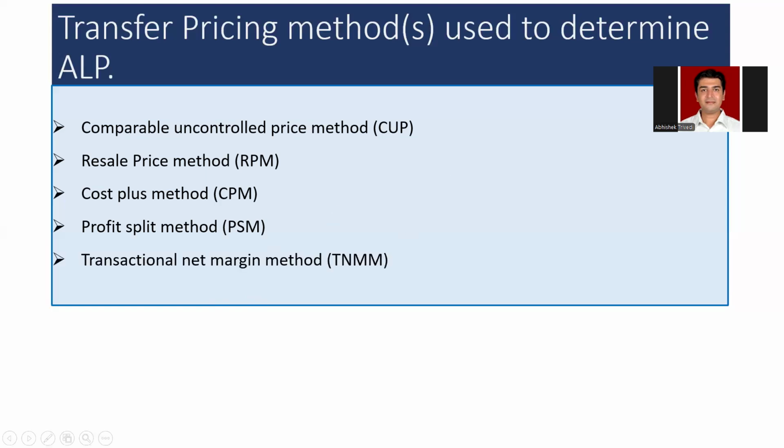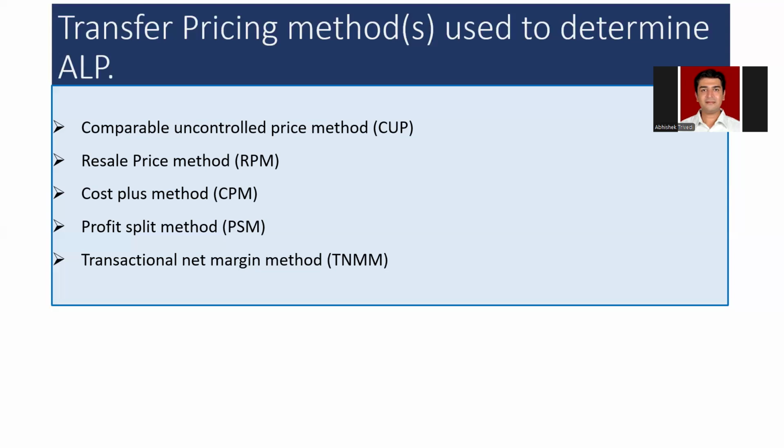Transactional net margin method. One of the associate enterprise has intangible asset. Other associate enterprise should be the tested party. Thus, the tested party typically does not own valuable intangibles. Transactional net margin method is appropriate to use in certain situations in which data limitations on uncontrolled transactions make it more reliable than traditional methods.